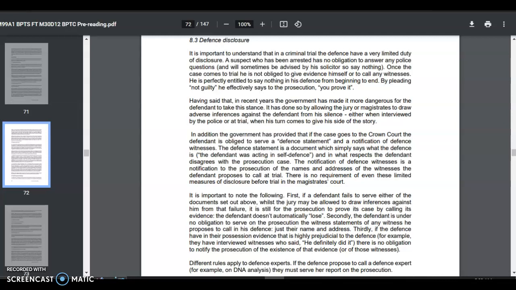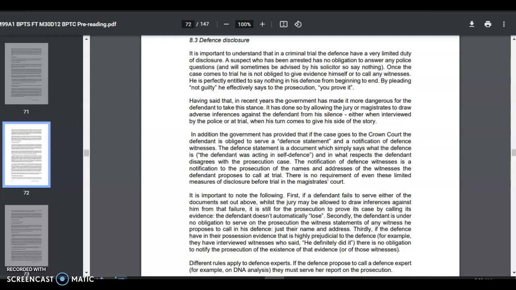Secondly, the defendant is under no obligation to serve on the prosecution the witness statements of any witness he proposes to call in his defense. The prosecution has to tell the court about the witness statements of any witness they are about to provide, but this condition does not apply to the defense. They just have to give the names and addresses of the witnesses they want to call.